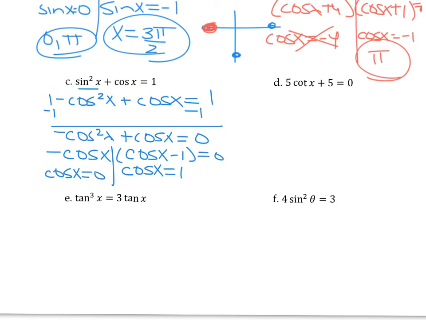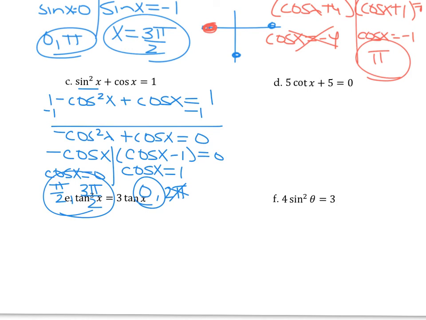So when is cosine 0? Well, cosine is 0 at pi over 2 and at 3 pi over 2. And when is cosine 1? At 0 or 2 pi, but my interval is only between 0 and 2 pi, and 2 pi is not included, so it's just those.